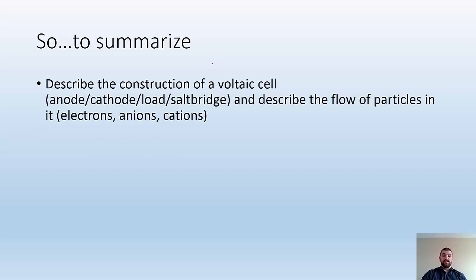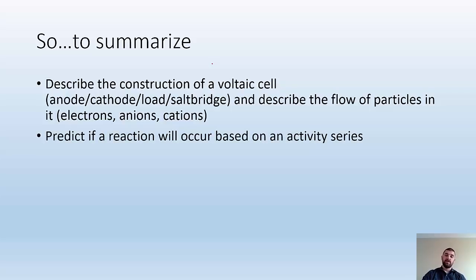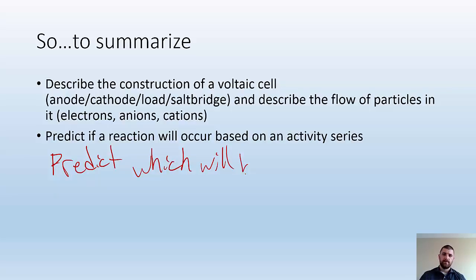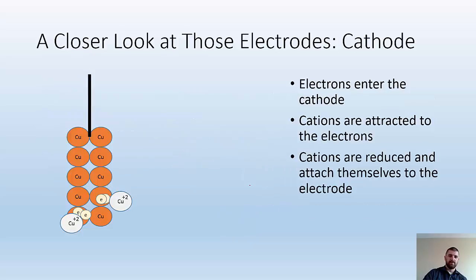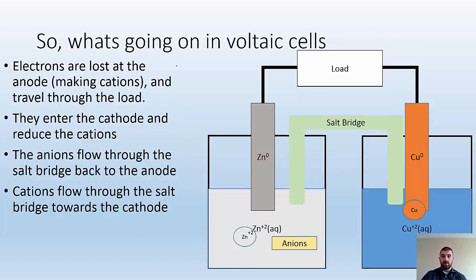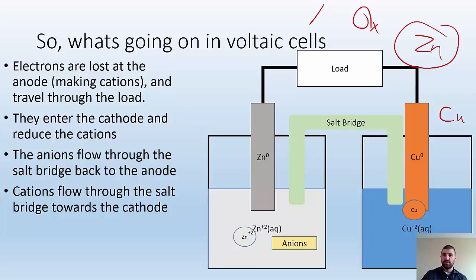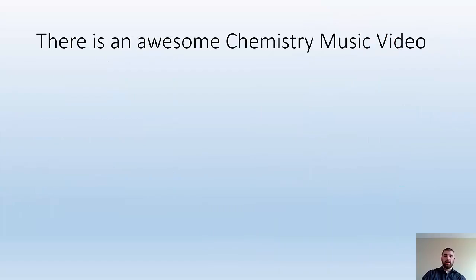Okay, so to summarize, you need to be able to describe the construction of a voltaic cell, including labeling anode, cathode, load, salt bridge, etc., and describe the flow of particles in it, including the electrons, anions, and cations. You need to predict if a reaction will occur based on the activity series. Okay, one more thing: you need to predict which will be the anode and the cathode. The way you're going to do that is the anode is whatever's going to be oxidized. So if I'm looking back at these examples, I'm going to say, all right, zinc is up here and copper is down here. So I know zinc is going to be more active. It's going to oxidize. It's going to be the anode. So I also remember an ox.